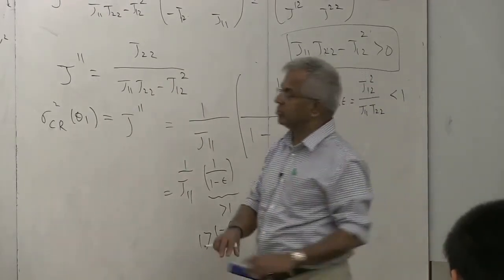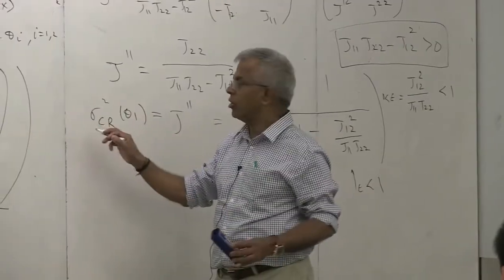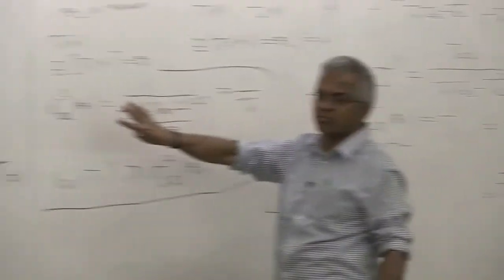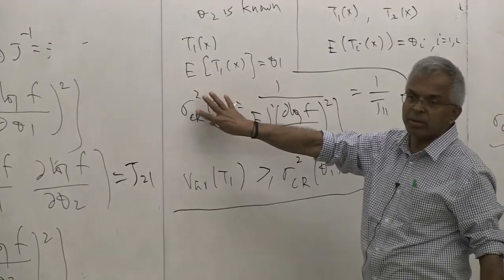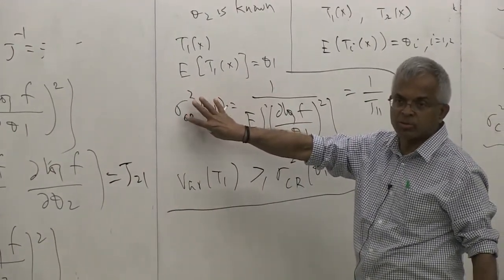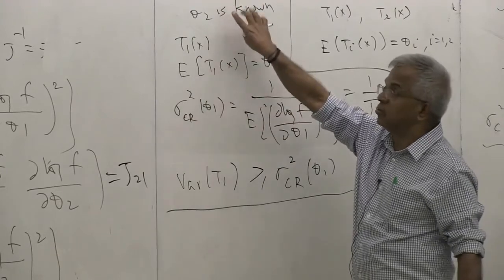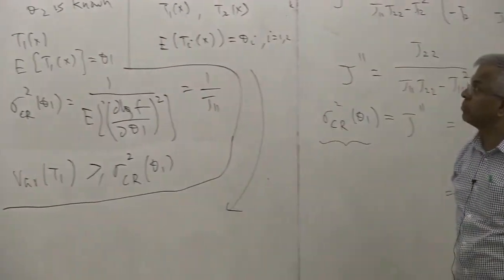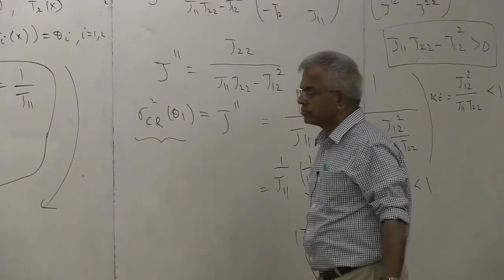So remember, my point is both are Cramer Rao bounds for the same parameter, but in one case the second parameter is known, and in the other case the second parameter is also unknown.